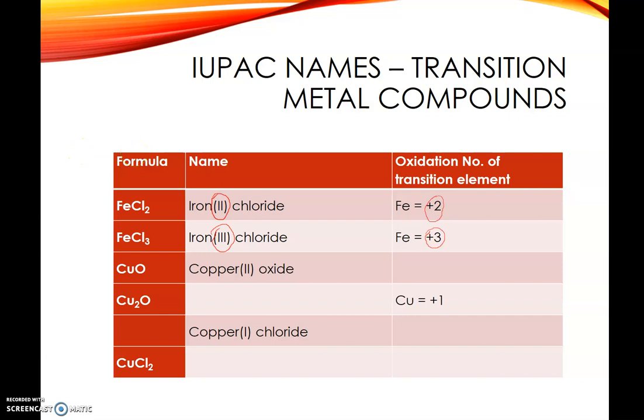So, looking at the formula here, CuO, that has been given the name copper 2 oxide. So, using the analogy from above, you should be able to identify that copper has an oxidation number of +2. And try and fill in the rest of the blanks now, okay, using the examples here around you.